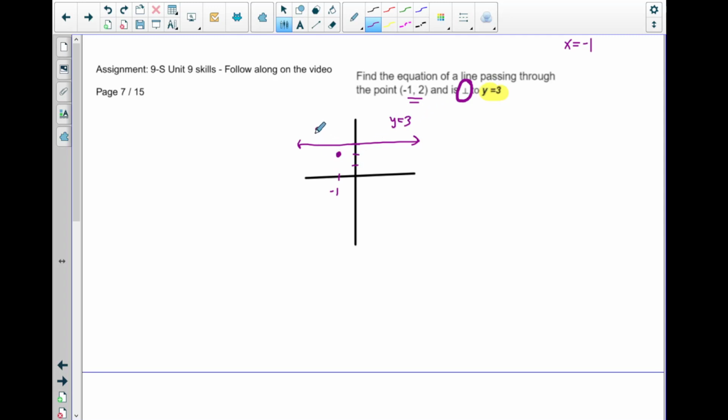Now, this line over here, the vertical line, is perpendicular to y equals 3, but it doesn't go through that dot. This line over here, this line over here, they're all perpendicular to y equals 3, but they don't go through that point.